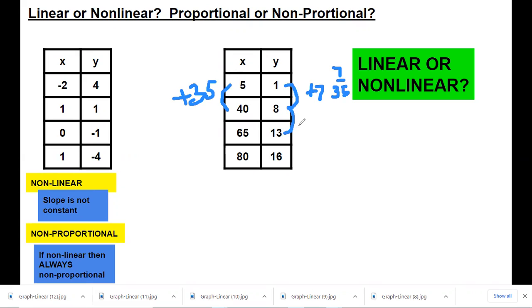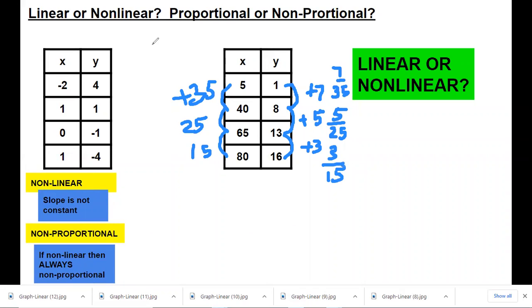8 to 13 is a positive 5. This change is 25, positive. So this one has change in y is 5, change in x is 25. Next one, 13 to 16, plus 3. From 65 to 80, 15. So this is 3 over 15.